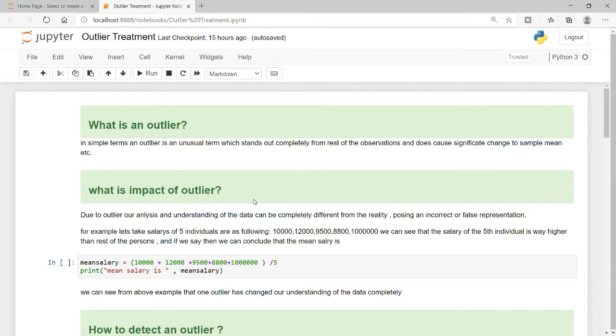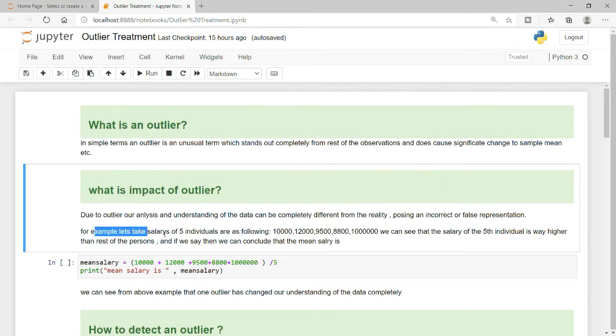Now we will understand what is the impact of an outlier. Due to an outlier, the understanding of the data can be completely different from reality, and it can pose an incorrect or false representation of your data. I have taken an example here.